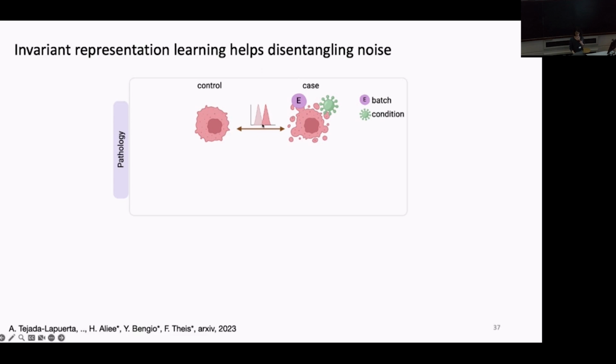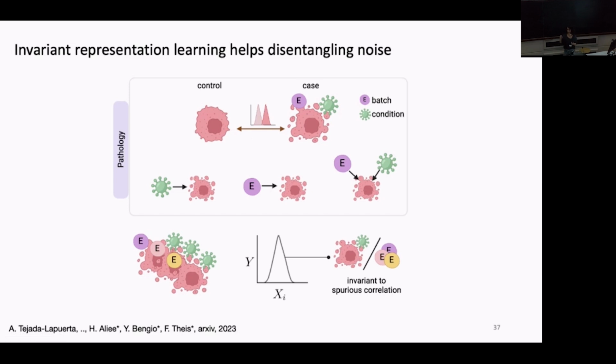So I don't know if the shift in the distribution is actually because of the batch or because of the disease. Which of them has really caused the cell to respond in a certain way? This is a question that we can't easily answer if we only have very limited data.